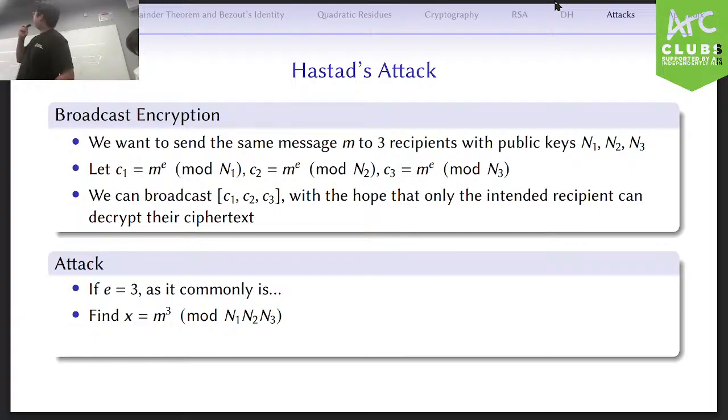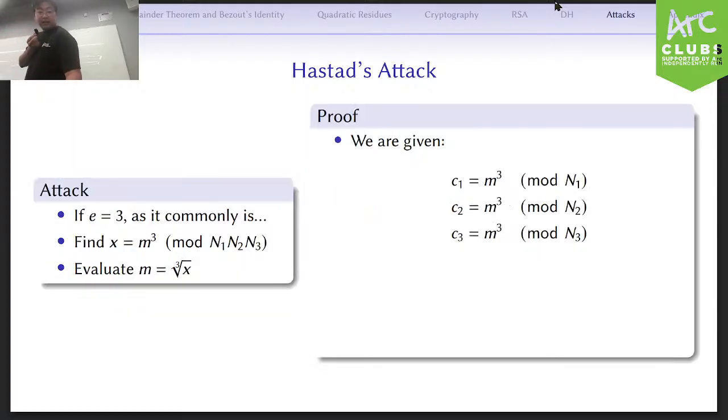We'll look into why this is true, or why you can even find an x in the first place, but this might be something nice to think about. Why do we know that there exists an x that satisfies these conditions? Once we do that, we just take the cube root, and that is supposedly going to recover the message. So that's the attack. Let's have a look at why this is true.